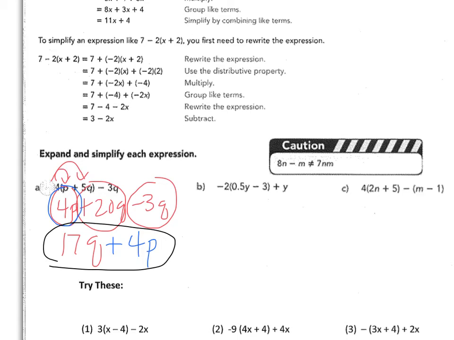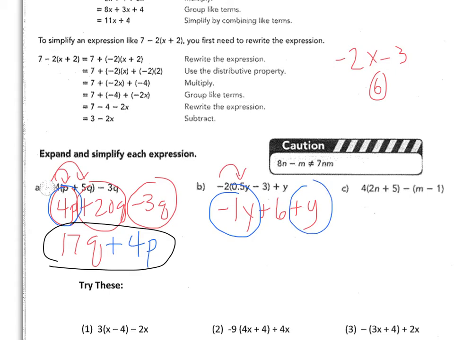Go on to B. Negative 2 times a half. So 1/2 of negative 2 is negative 1. So this is going to be negative 1y. Negative 2 times negative 3 is positive 6. So that's going to be plus 6 plus y. Now our like terms, negative 1y and 1y is 0. So this is just going to give me 6.